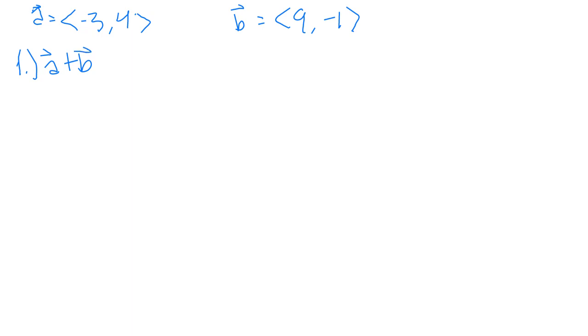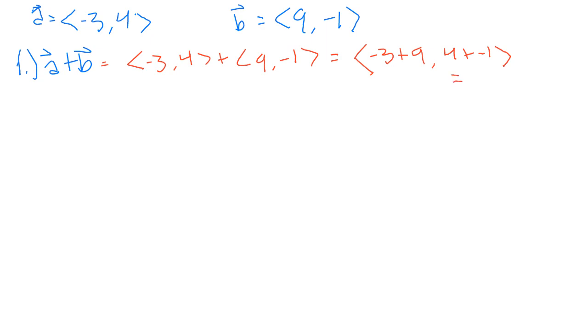So pretty much now that we have these in component form, this is actually just going to be a lot easier to do. So what we can actually do is say we have negative 3, 9, 4 plus negative 1. To make this easier, we can combine these as individual pieces. So we have negative 3 plus 9, 9 plus 4, plus negative 1, which is going to simplify out to 6, 6, 3.